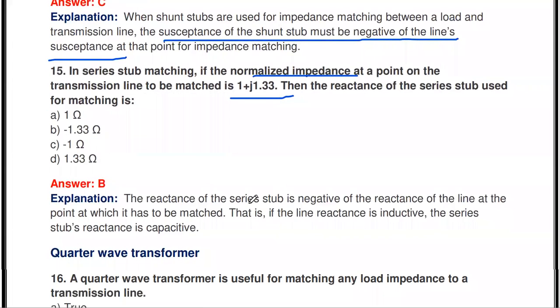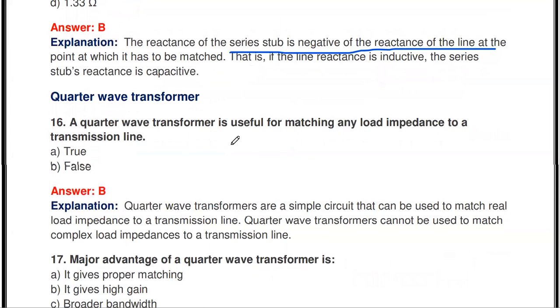The reactance of the series stub is also the negative of the reactance of the line. The reactance of the transmission line is plus 1.33, so the reactance of the series stub is minus 1.33. You just take the negative of the reactance given. So minus 1.33 is the answer in order to provide impedance matching. So these are all the questions about single stub and double stub matching.